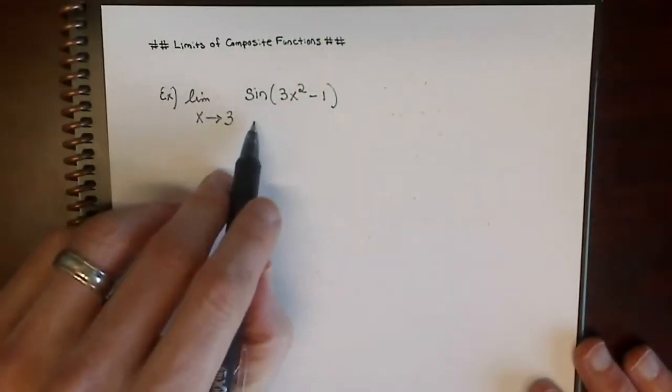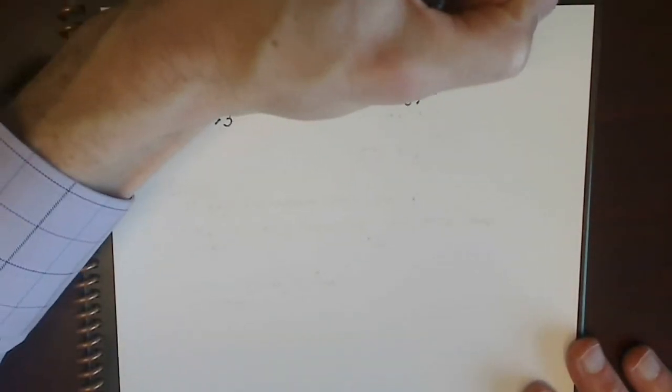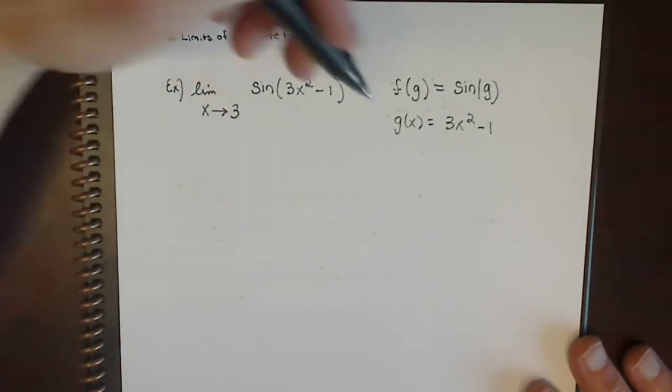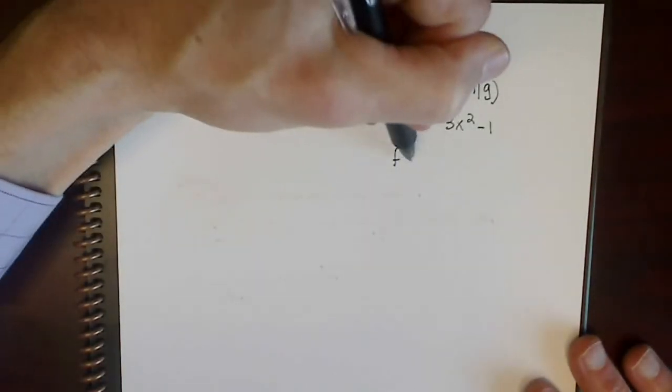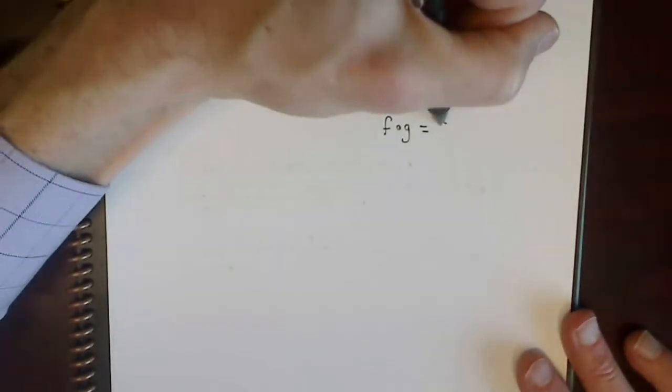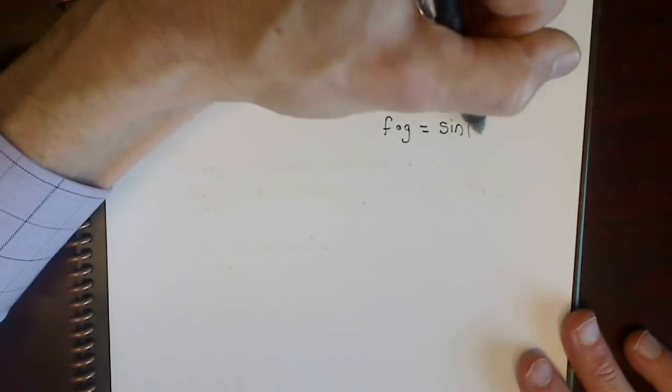This is an example of a composite function because if f is defined as sine of g, then the inside function, g of x, is 3x squared minus 1, and this function is f of g, which equals sine of 3x squared minus 1.